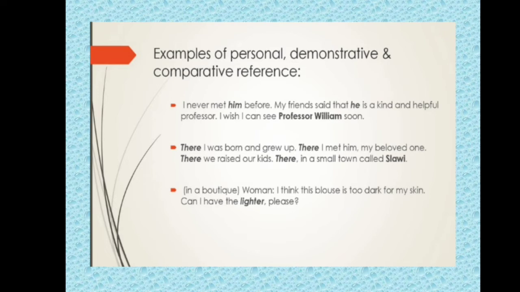Nah, di sini bisa kita lihat ada him dan he. Tadi yang namanya personal reference ada him, ada he, ada she, seperti itu ya. Nah, Profesor William itulah yang it refers to he. And there and Slough, it is a demonstrative reference. Slough, it refers to there. And then later, it is a comparative reference.